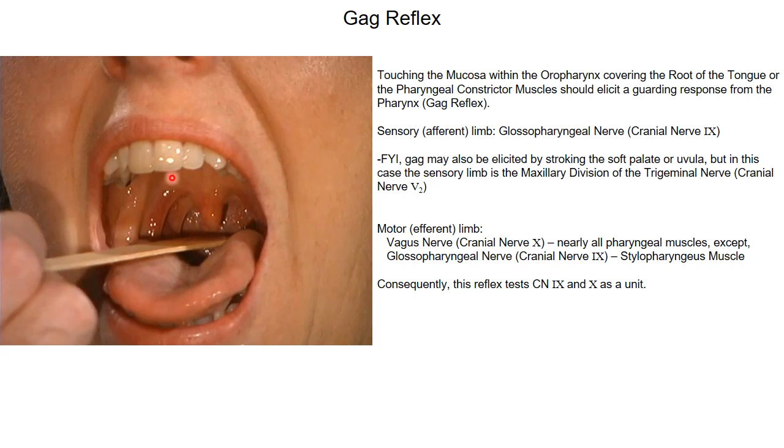So the gag reflex as a whole is a reflex that tests 9 and 10 as a unit. Unless, of course, you touch the uvula and soft palate, then it's V2 and 10 and maybe a little bit of 9 because of the motor stylopharyngeus, as a unit. Most of the time, you want to think the gag reflex is being mediated by the glossopharyngeal nerve and vagus.